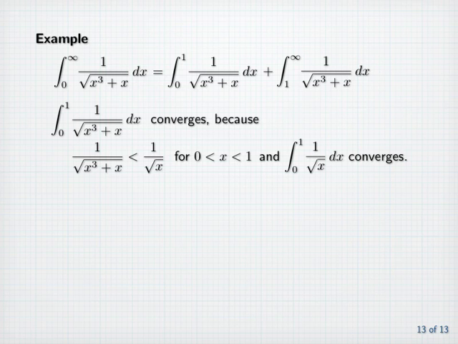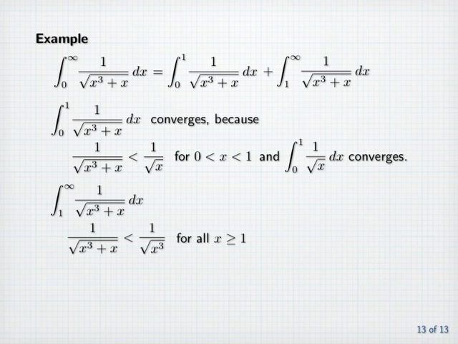Now let's look at the integral from 1 to infinity. Now here we don't want to compare with 1 over the square root of x, because the integral from 1 to infinity of 1 over the square root of x diverges. But we can say that 1 over the square root of x cubed plus x is less than 1 over the square root of x cubed for all x greater than or equal to 1. And in fact, that's true for all positive x.